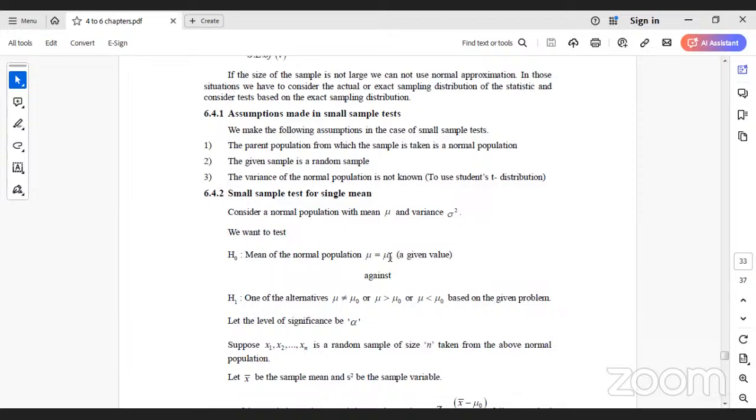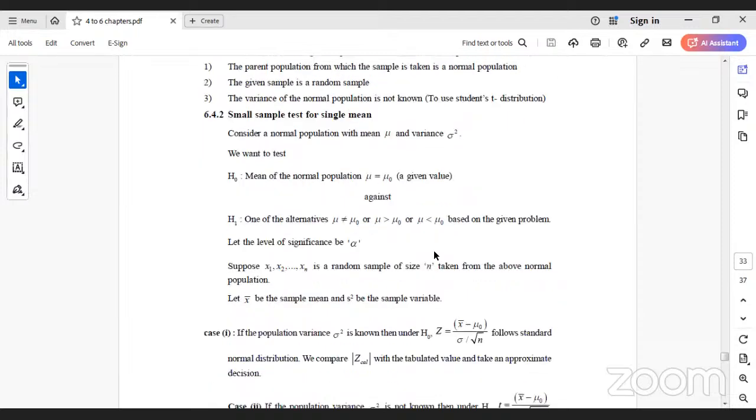Consider a normal population with mean mu and variance sigma square. We want to test H0: the mean of the population mu is equal to mu naught, a given value, against H1, one of the alternatives: mu not equal to mu naught, mu greater than mu naught, or mu less than mu naught, based on the given problem. Let the level of significance be alpha.